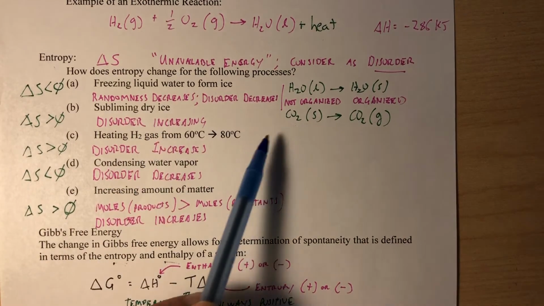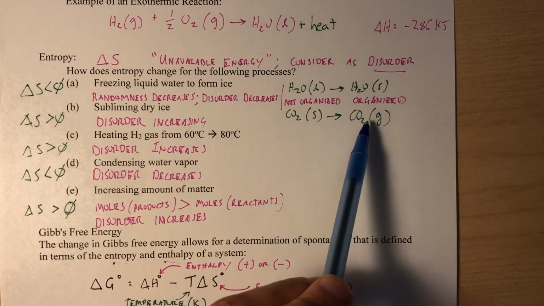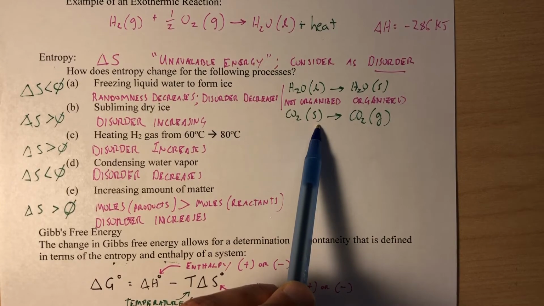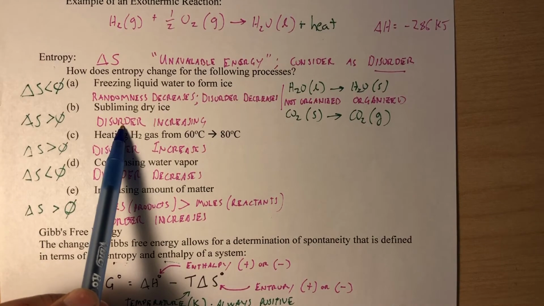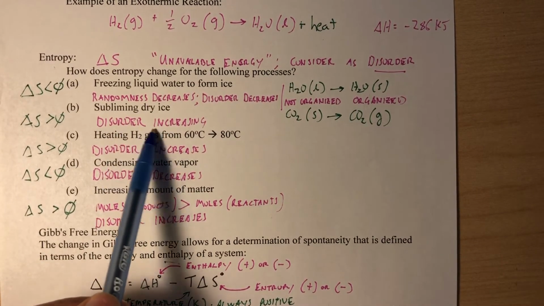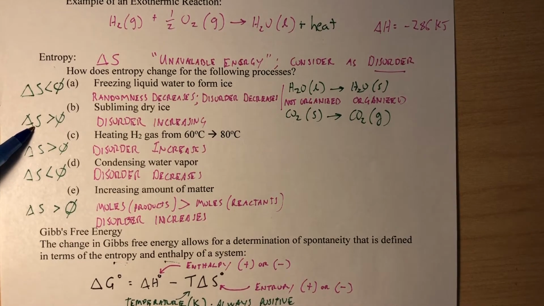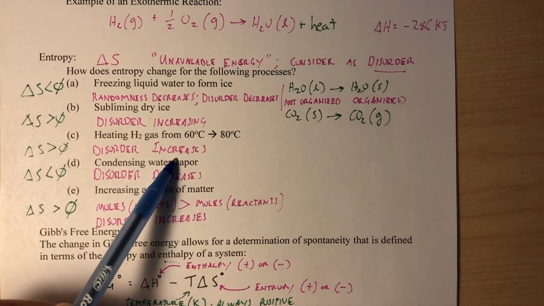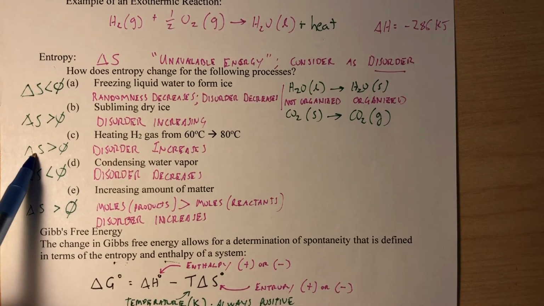Subliming dry ice. That's a situation where we go from solid carbon dioxide, which is dry ice, and it sublimes to form gaseous carbon dioxide. In that situation, we're going from something that's structured and ordered to something that's very unstructured and disordered. So subliming dry ice is going through a phase change where disorder is increasing. So delta S is going to be positive. It is going to be greater than 0. If we had a gas that we heated from 60 to 80 Celsius, disorder is increasing there. The pressure is going up and the particles are moving around a lot faster and creating more chaos. So delta S is greater than 0 for that.